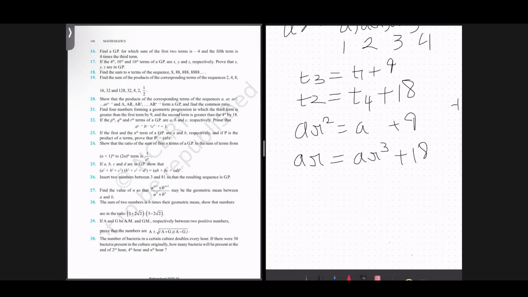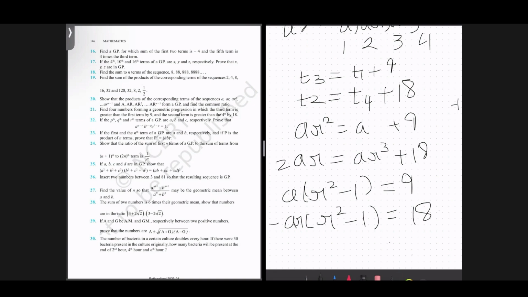Let us take this common here. So a(r square minus 1) is going to be 9, and here I will take minus a common, so I'll get minus ar(r square minus 1) equal to 18, right? I have taken minus ar common in the second equation, and in the first equation I have taken a common. Now let us denote this by third equation and this by fourth equation.